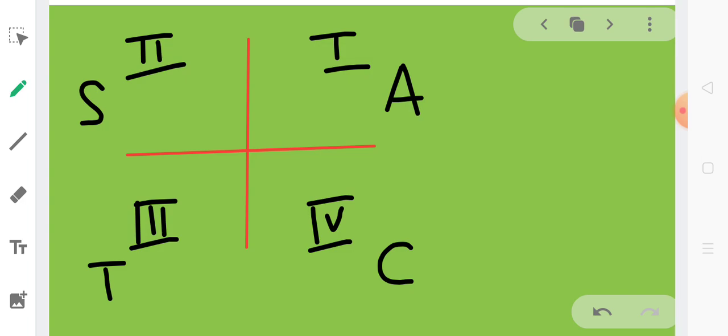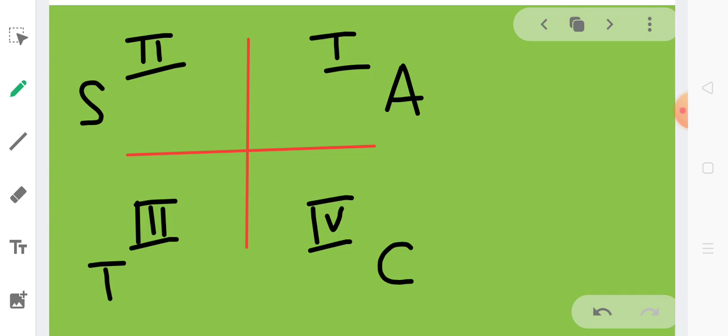So in the first quadrant, all the trigonometric ratios are positive. All the 6 trigonometric ratios are positive. In the second quadrant, only sine theta and cosec theta are positive. In the third quadrant, only tan theta and cot theta are positive. While in the fourth quadrant, only cos theta and sec theta are positive.